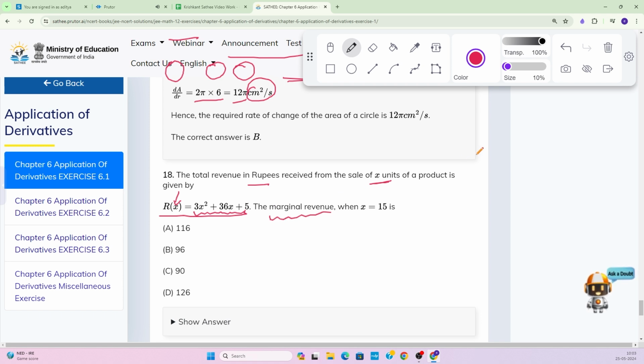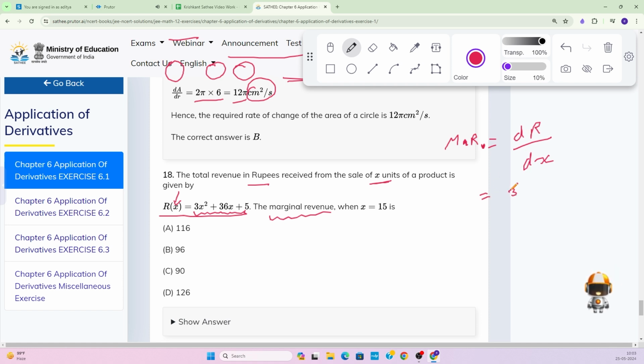First of all, the definition of marginal revenue, MR, says it is the rate of change of total revenue with respect to the number of units sold. This means dR by dx. So you have to find dR by dx. Okay, clear? I hope that it is clear.